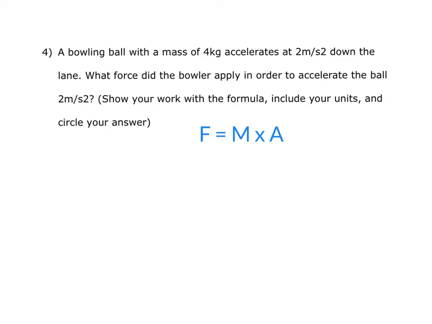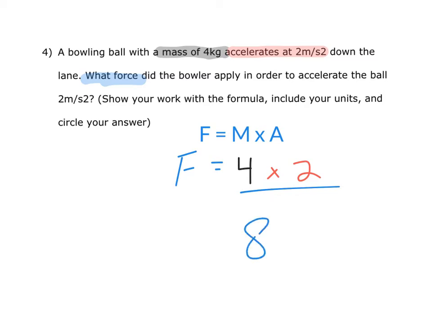All right, number 4 is just a simple math problem. So a bowling ball with a mass of 4 kilograms accelerates at 2 meters per second squared. So that's the two they give you, and it just wants to know what is the force. So all you have to do is plug it in. So a mass of 4, an acceleration of 2, what is the force? So it says right here, 4 times 2, that would be 8. So the answer is 8, and we want it in force, so it's going to be newtons, 8 newtons.